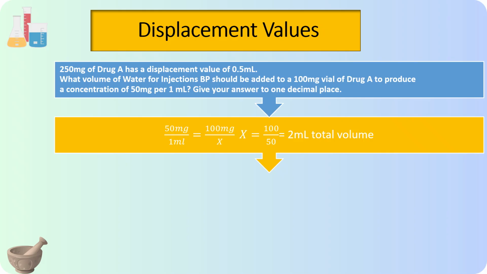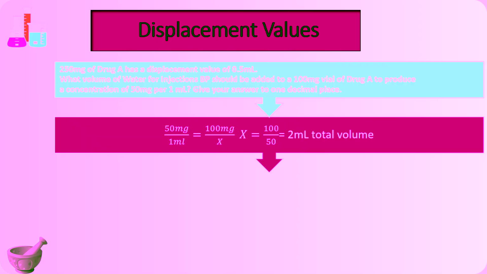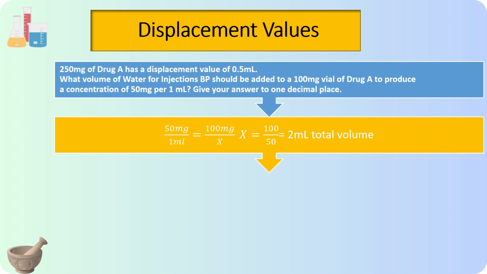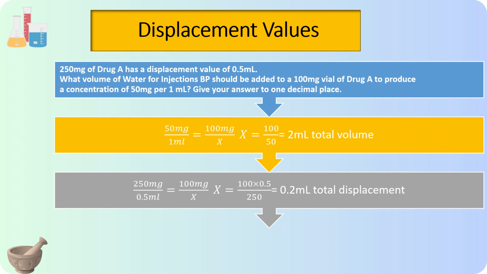Then we need to calculate the volume displaced by the 100 mg. We already know that 250 mg displaces 0.5 ml, so we need to know the volume displaced by 100 mg. 250 mg displaces 0.5, so 100 mg displaces X. So X will equal 0.5 multiplied by 100 divided by 250. So 0.2 ml will be the displacement volume per 100 mg.